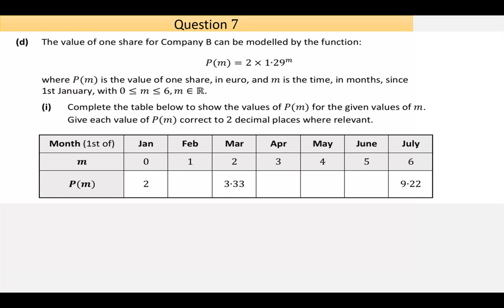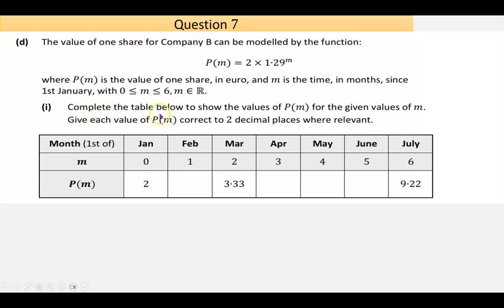Now, part D says the value of one share for company B can be modeled by the function P of M is equal to 2 times 1.29 to the power of M. So it's kind of an exponential function where P of M is the value of one share in euro, M is the time in months since the 1st of January, and then they give you this range, 0 is less than or equal to M is less than or equal to 6, and then M is an element of R. It just means M can be any number. Okay, it could be a fraction, could be a decimal, could be a whole number, could be a negative number, could be a positive number.